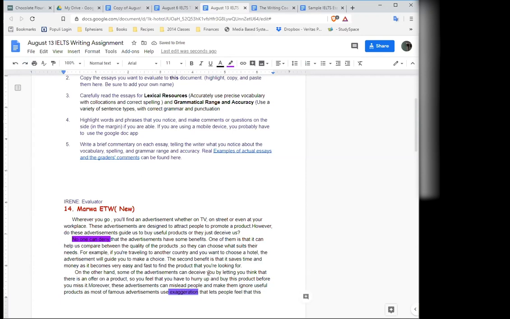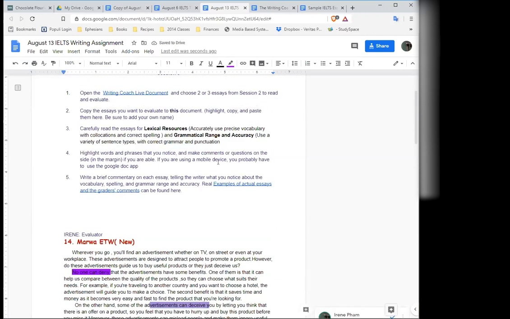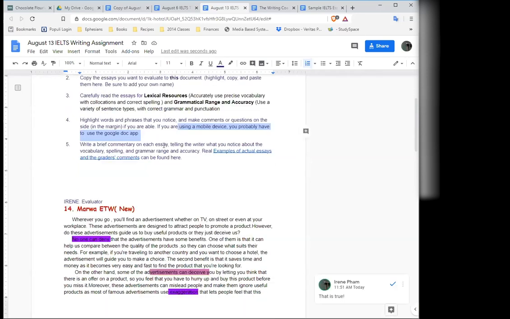Like this, advertisements can deceive you. That's nice too. Okay, so I'm working on Marwa's essay right here, and I'm going to stick in a comment like this. That is true. No, I'm just going to say this for my comment. For example, put your comments out to the side. If you're using a mobile device, you probably have to make sure that you're using the Google Doc app. I think it's so much easier if you're using a computer or a laptop.